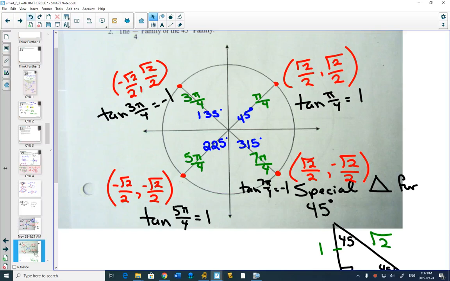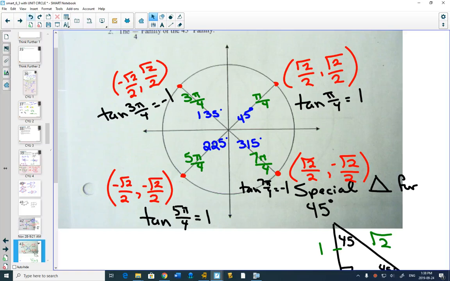And now we can do some mental math. Gerard, it's your turn to pick a volunteer. I want that volunteer to tell me what cos of 3 pi over 4 is. Negative root 2 over 2. So cos is your x coordinate. 3 pi over 4, negative root 2 over 2.